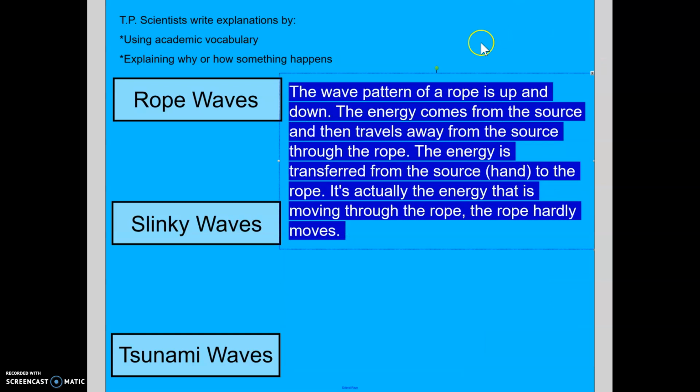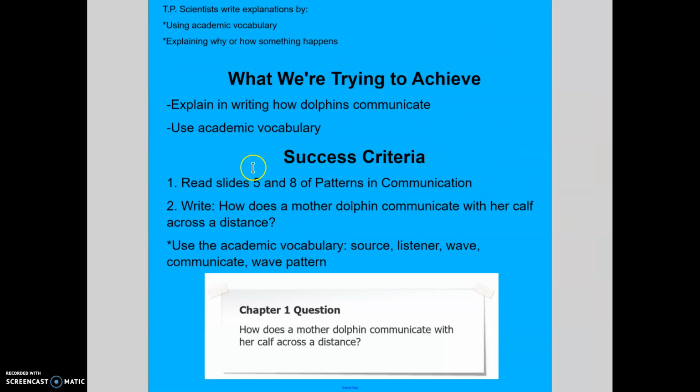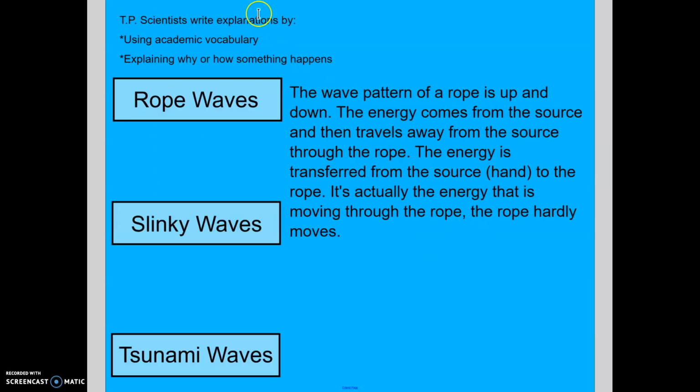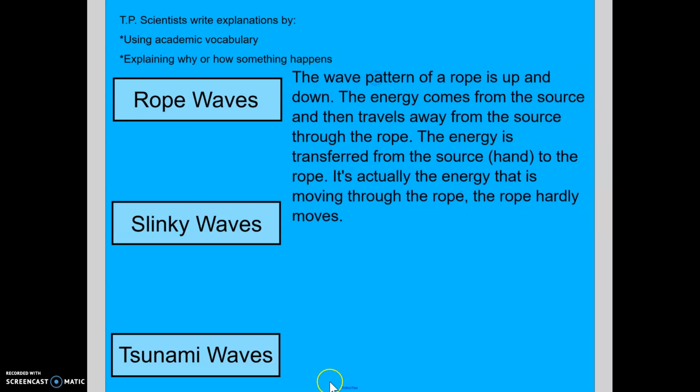Let's make this a little smaller. Okay, so I can't use the word listener because it's not a sound wave. So I can't use communicate either. But I did use source, I used wave, and I used wave pattern. So I explained why or how something happens. I explained why the rope moves up and down, and I used that academic vocabulary. Let me show you another one with slinky waves.